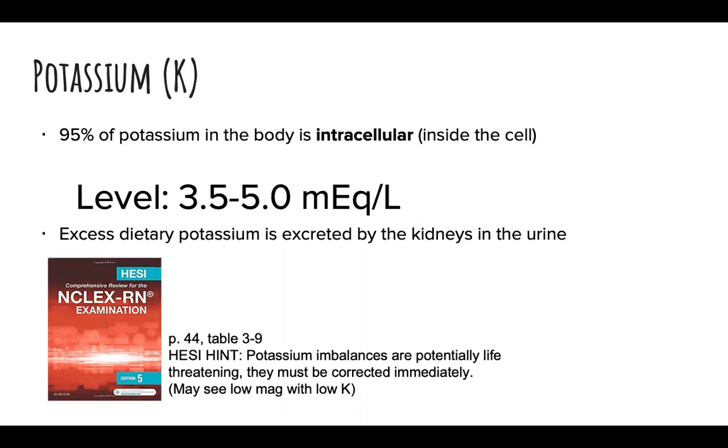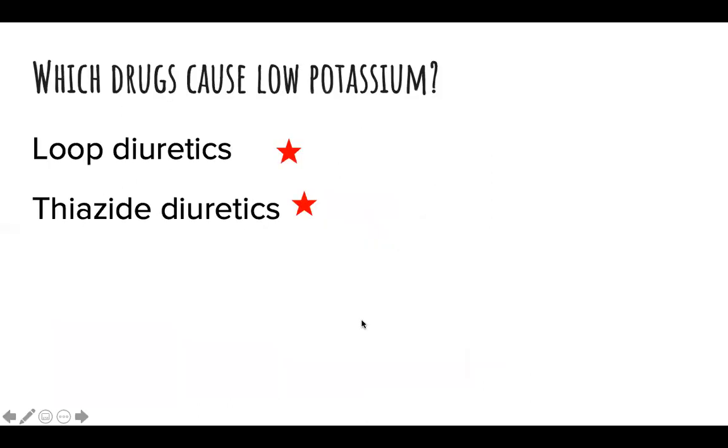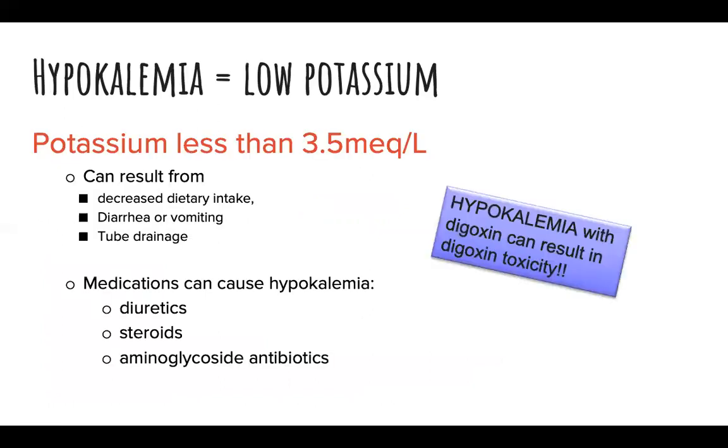Your excessive dietary potassium is going to be excreted in the kidneys by the urine. That means somebody with renal failure may have difficulty excreting potassium. Here is an area in your HESI book that you can look at. Drugs that cause low potassium that we just talked about are loop diuretics and thiazide diuretics. Now, other things that can cause potassium to be low are things like diarrhea and vomiting, tube drainage. Steroids may do that, as well as aminoglycoside antibiotics.